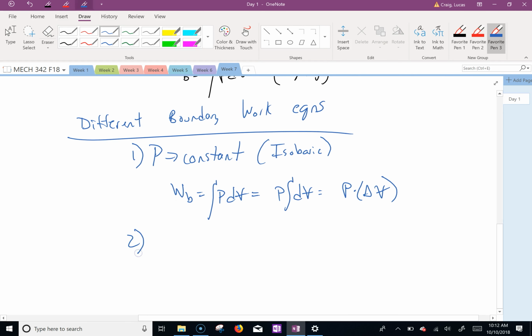Give me the second case on your test you just handed in. What was that process from 2 to 3? Isometric. So the change in volume is 0. So what's your work? 0. What does that mean for the type of fluid? What does that mean for the fluid?